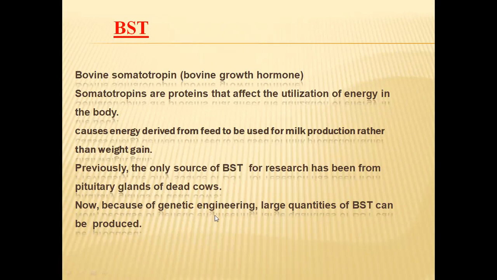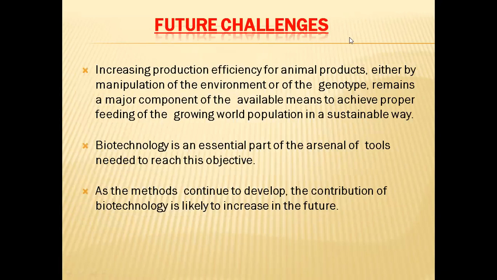But now with the help of rDNA technology, genetic engineering methods, large quantities of BST can be produced in microorganisms. Future challenges in this rDNA technology or gene manipulation: increasing production efficiency for animal products, either by manipulation of the genes or manipulation of the environment, remains a major component of the available means to achieve proper feeding of the growing world population in a sustainable way. So this is the major challenge. Biotechnology is an essential part of the arsenal of tools needed to reach this objective. And as the methods continue to develop, the contribution of biotechnology is likely to increase in the future.